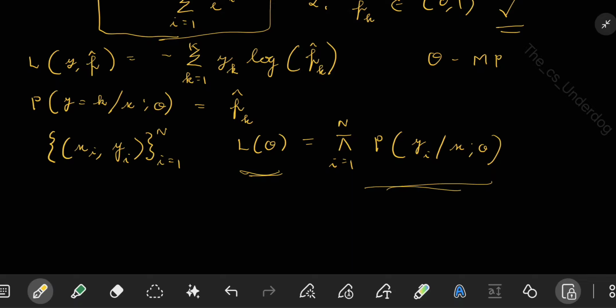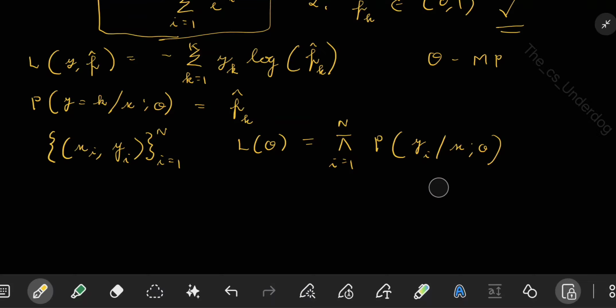Likelihood is the product of each of the probabilities. Here I am taking n different examples, and for each example this is the probability that it belongs to the right class. I want to maximize the probability of all the examples hitting the right class. That is what I am writing as the product of all the probabilities of the right classes being maximized.